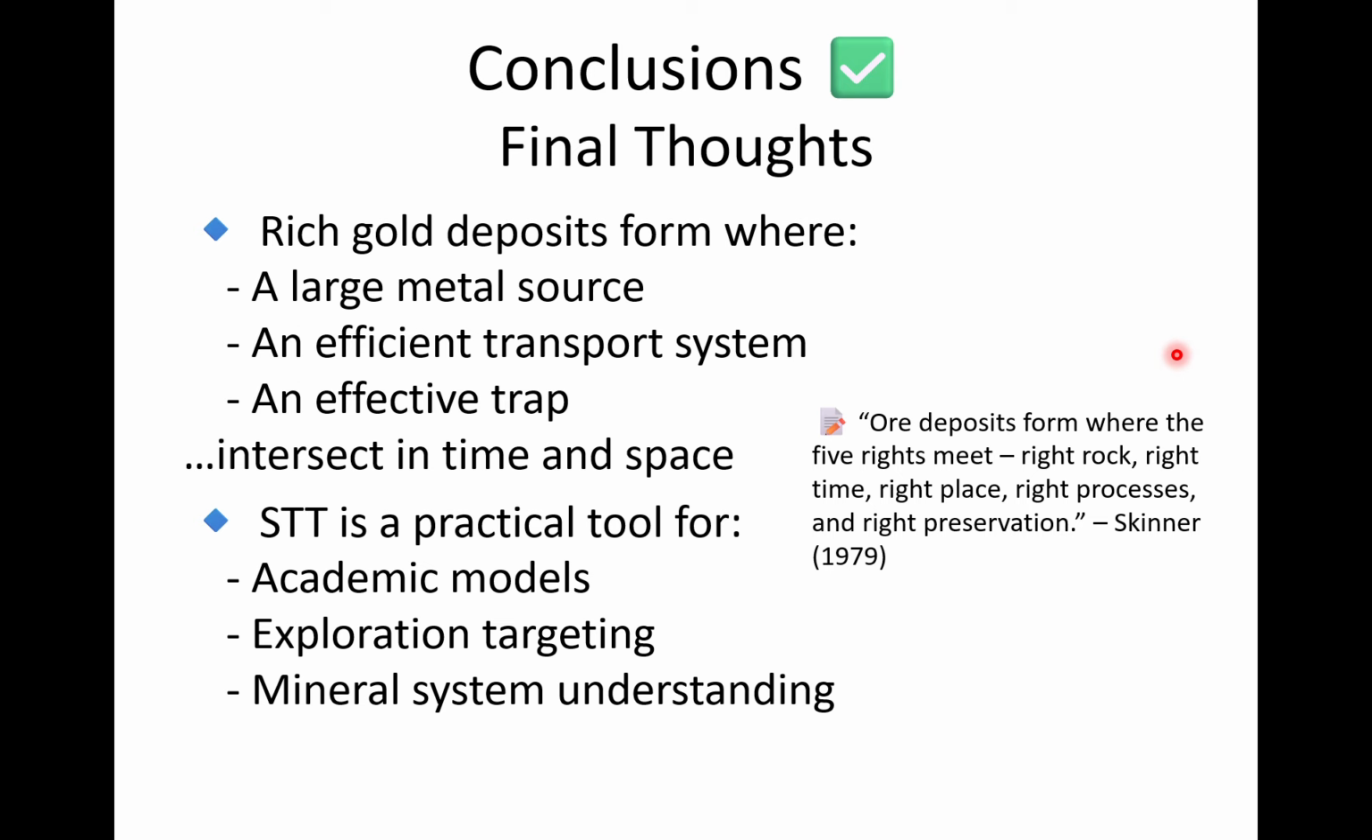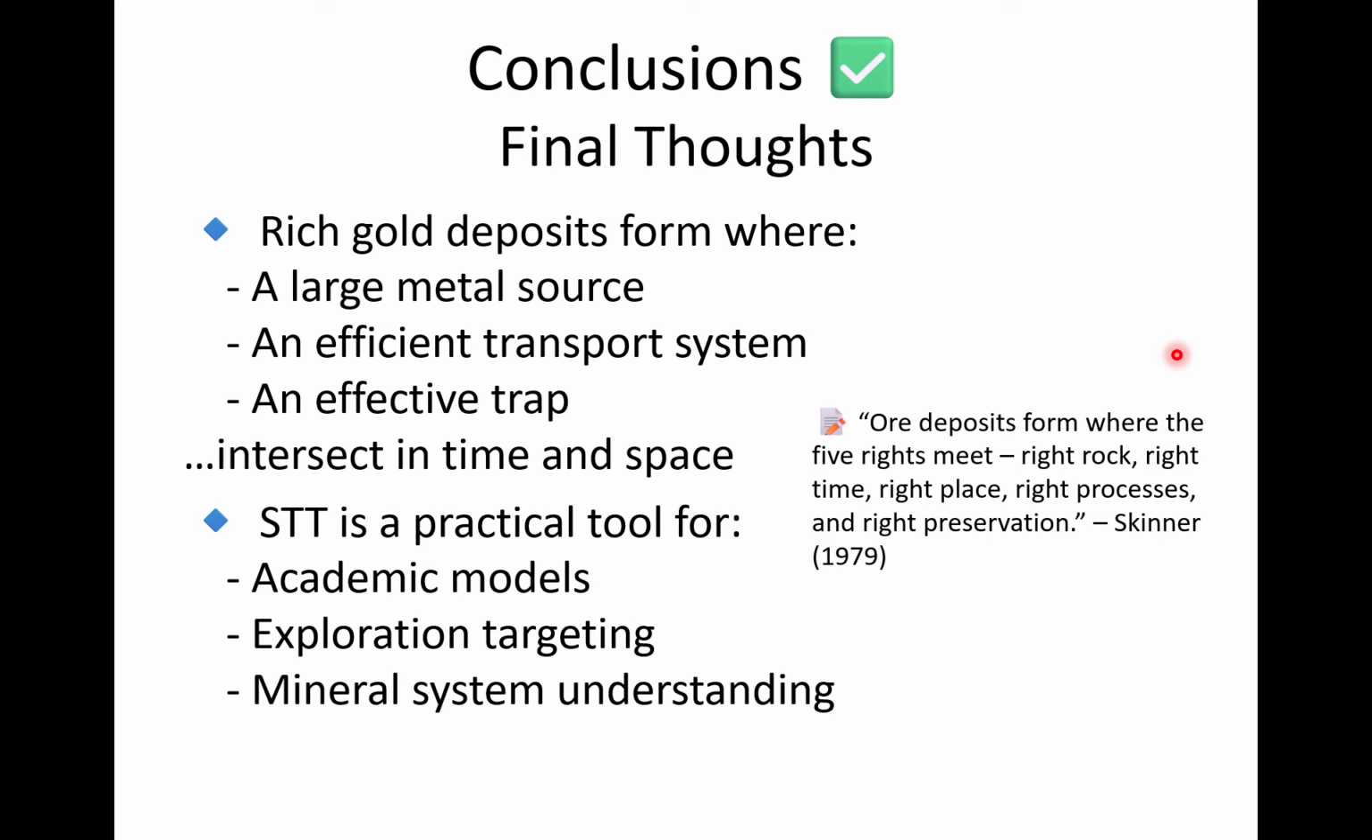So in conclusion, applying the source, transport, trap model to gold deposits revealed the commonalities and nuances of how nature concentrates these precious metals. By comparing diverse examples, we see that rich gold ores result from convergence of the right source, right conduits, and right trap. And this integrated perspective is valuable for both developing genetic theories and guiding exploration strategies.